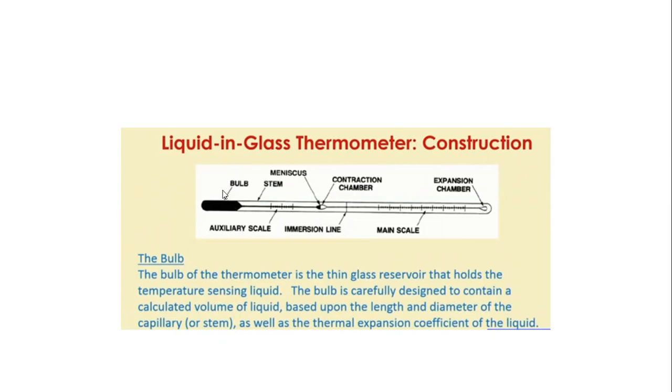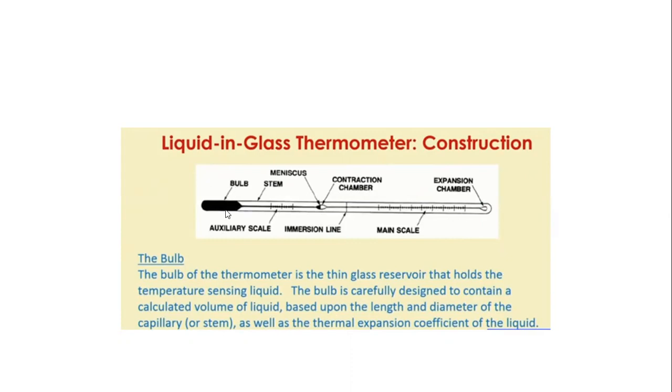Constructionally, it is a glass tube in which at the bottom you can see a bulb which will contain the liquid to be expanded, and there is a small thin stem inside the glass tube. Okay, so the bulb of the thermometer is a thin glass reservoir which is filled with that liquid to be expanded, the temperature sensitive liquid. The narrow stem contains a graduated scale on this glass tube, and when the temperature increases, the liquid will expand to a particular level.